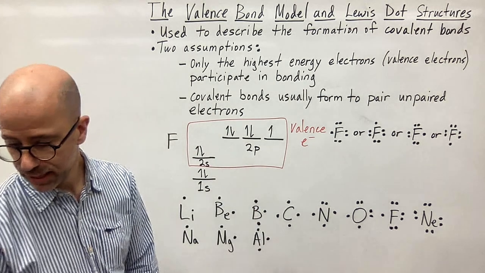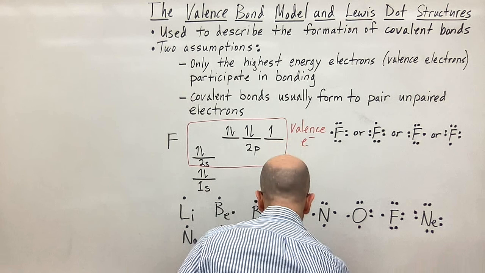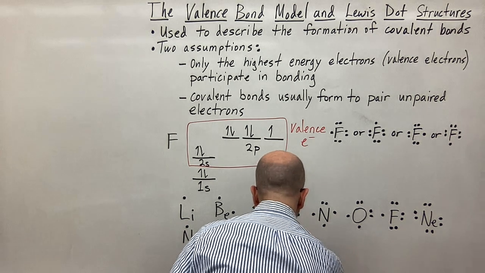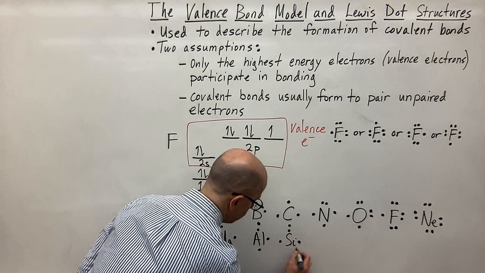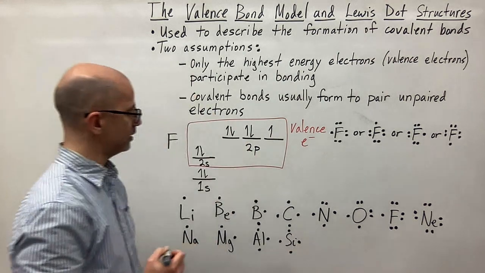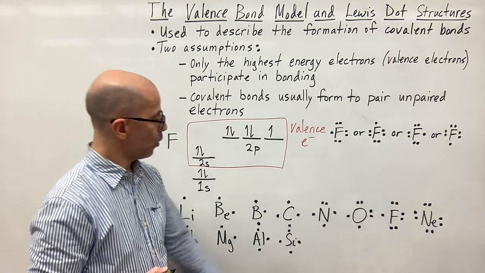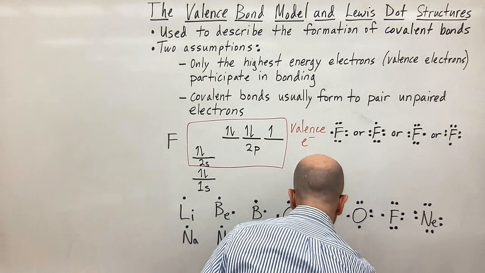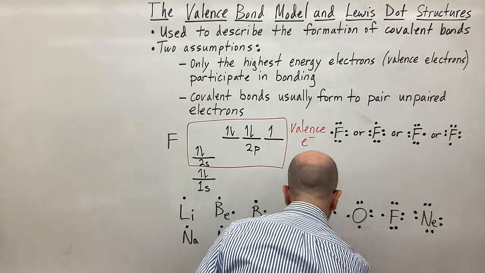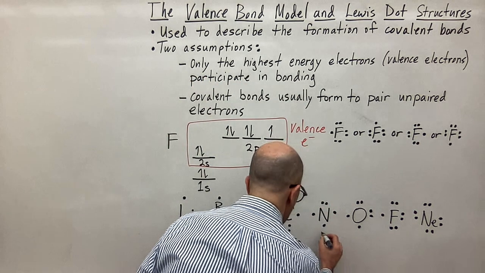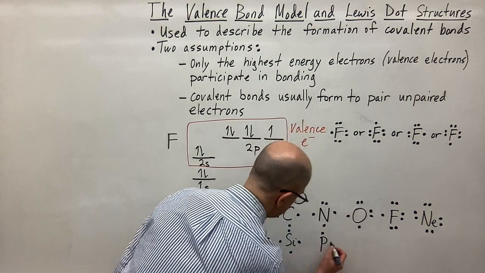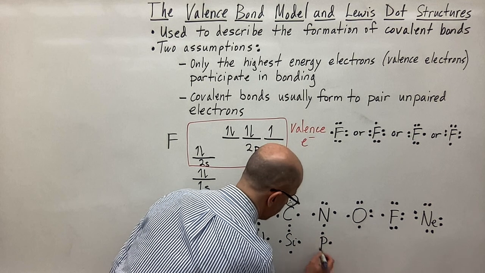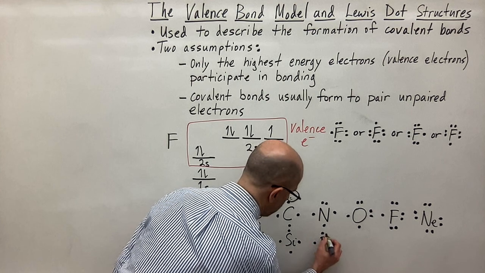And then I have silicon, Si. So silicon would look like that, and so on. Phosphorus is in the same group as nitrogen. So 1, 2, it has 5 valence electrons. It's in group 5, 3, 4, 5.